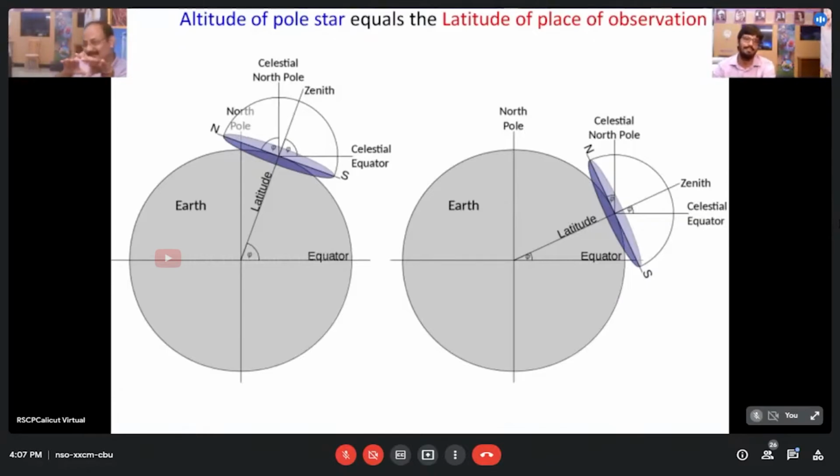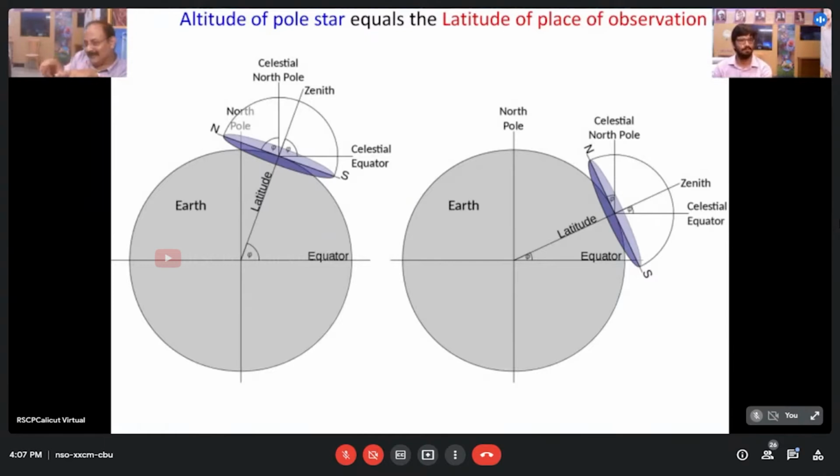As we said, for each observer on the Earth, we can draw a celestial sphere for that particular observer. Now, what is the latitude of a place? We have studied in school geography that the latitude of a place is the angular separation from the plane of the equator. If you draw a radius of the Earth to your place, how much is the angle? That is the latitude of the place.